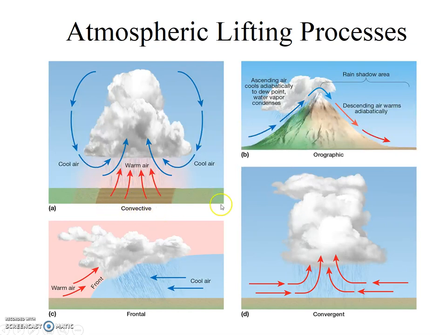Convective uplift, orographic uplift, frontal uplift, and convergent uplift. It's definitely worth getting these 4 processes listed in your notes. We'll spend the next few minutes talking about each process separately. But together, remember, these 4 processes are the way that air is able to rise to form clouds.